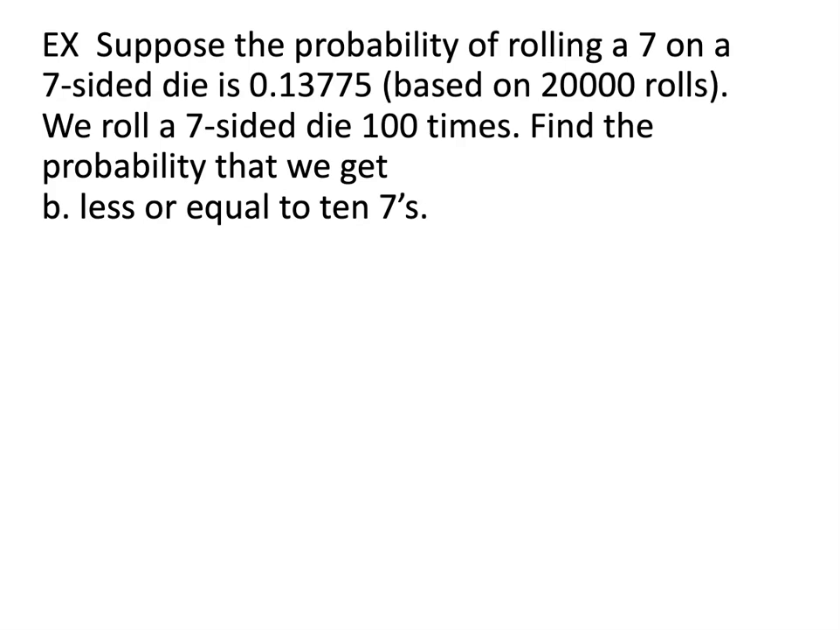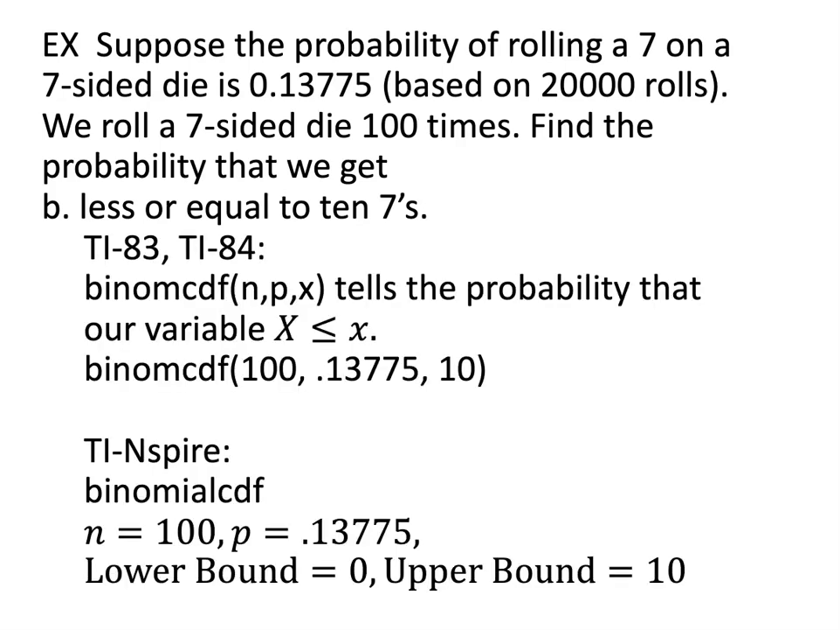How about the probability that you get less than or equal to 10 sevens? Okay, for this one, we want binomial CDF, not PDF like in the previous problem, but CDF. That's cumulative distribution function. So binomial CDF n, p, x tells us the probability that the variable X is less than or equal to little x. So in this case, n is 100, number of trials. Probability of success in a particular trial is that. And we want to know the probability that we get less than or equal to 10 successes, so x in this case would be 10.